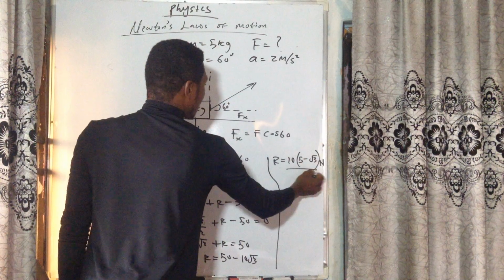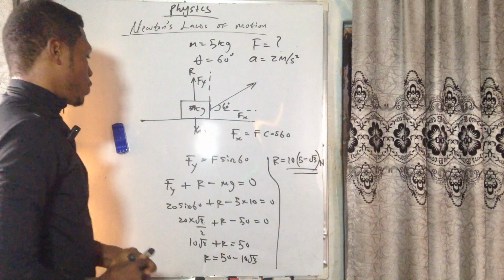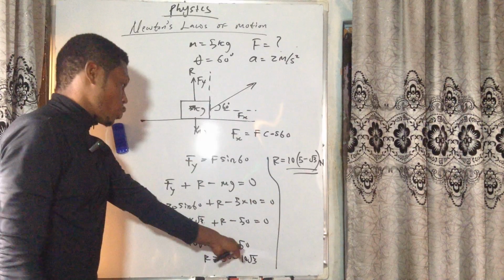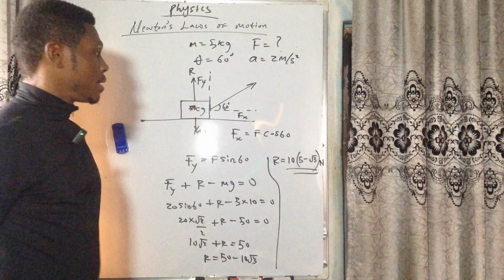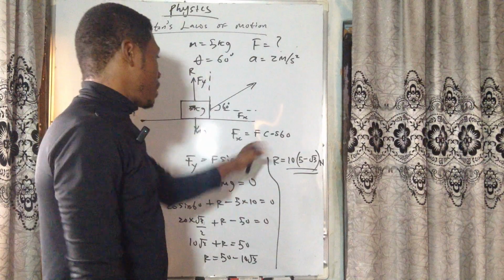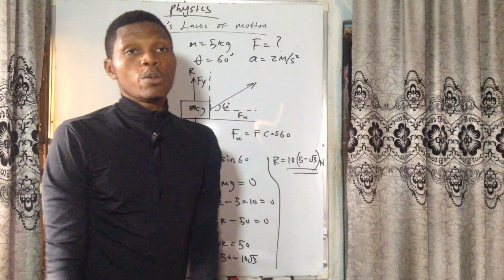You can leave your answer like this, or use your calculator to compute root 3, multiply it by 10, and subtract it from 50 to get your answer. Because I don't have a calculator, I will just leave my answer like this: 10 bracket 5 minus root 3. So this is how you solve this question. I hope it's very clear.